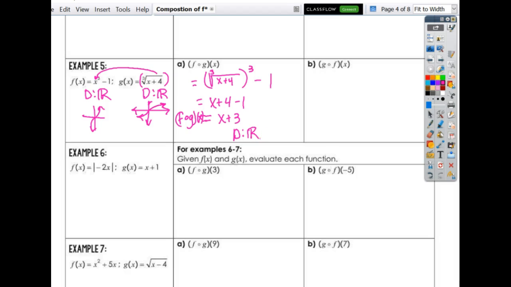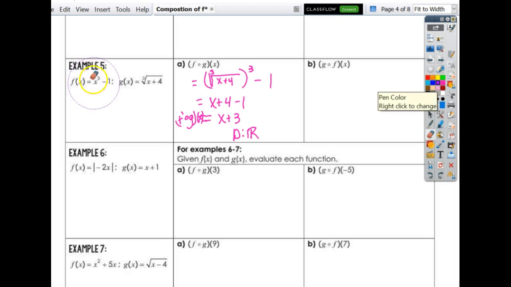All right, so this time we're going to take f, this one, and put it in for x.